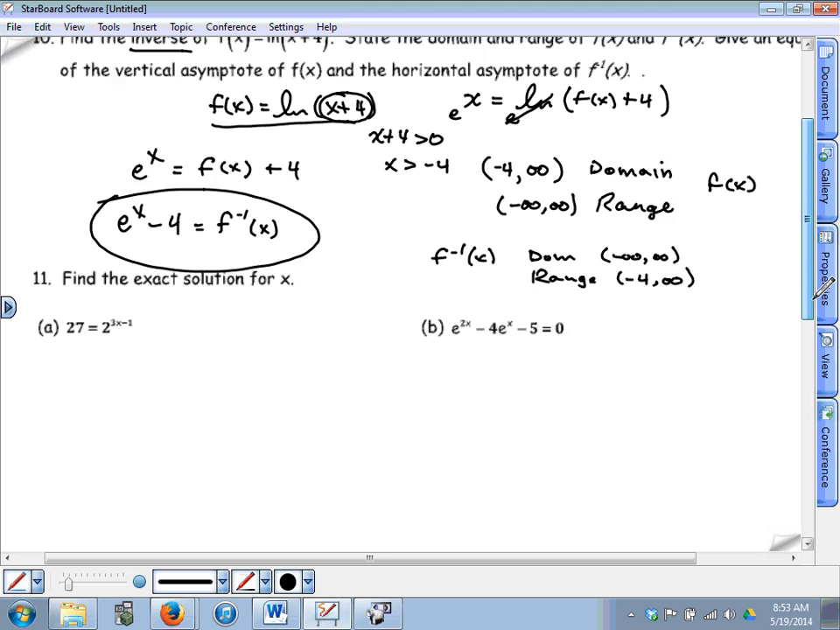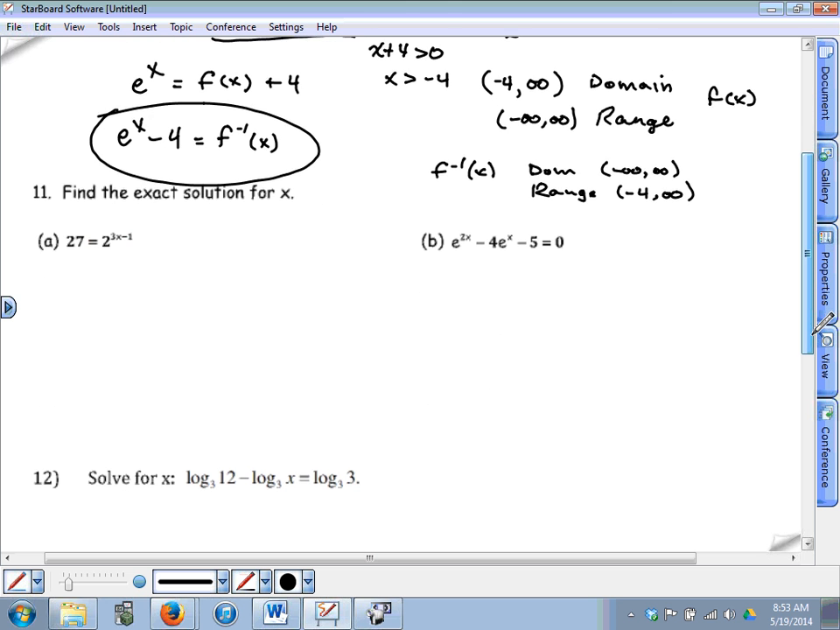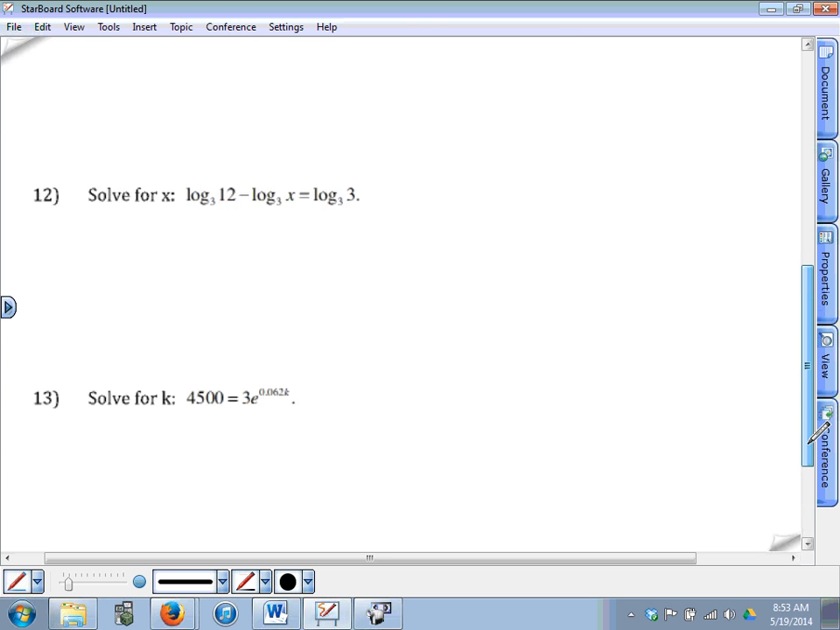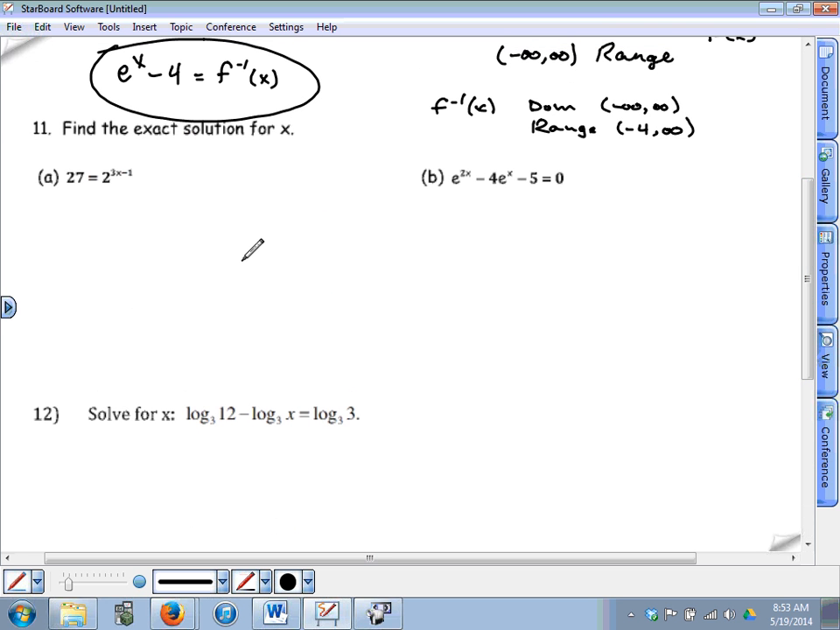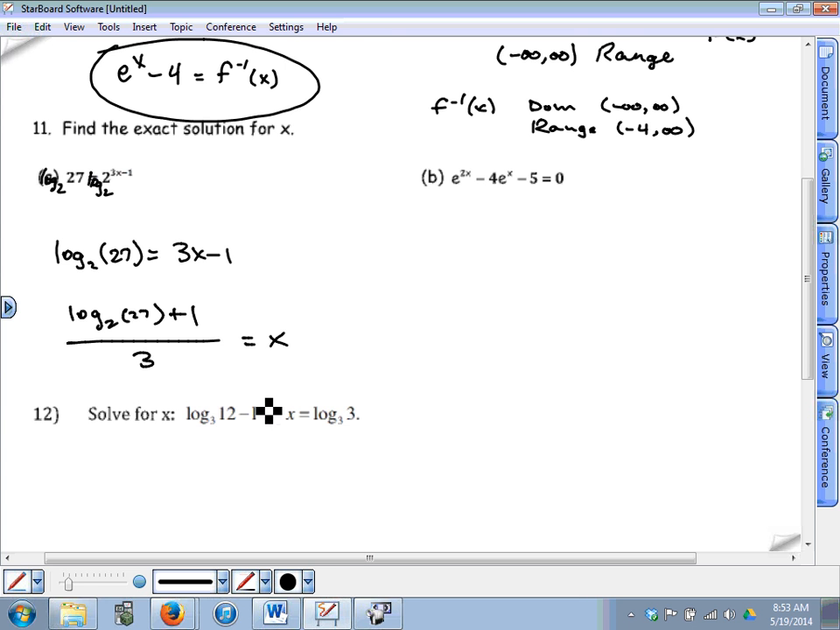Okay. Well, let's do as many of these as we can. We got to get this exponent by itself. How do we do that? What kind of logarithm here? I would do a log base 2. So log base 2 of 27 is equal to 3x minus 1. Now what? Add 1 and then divide by 3. So log base 2 of 27 plus 1 all over 3 is equal to x.